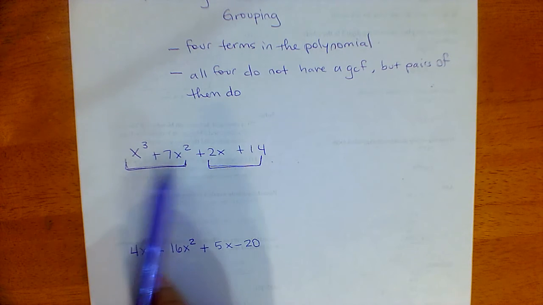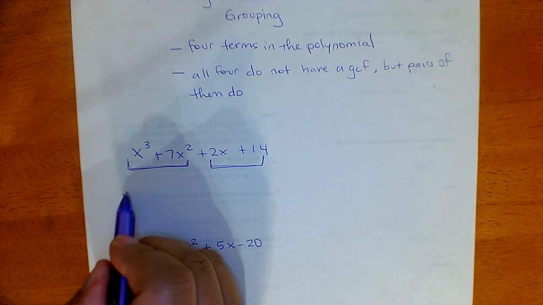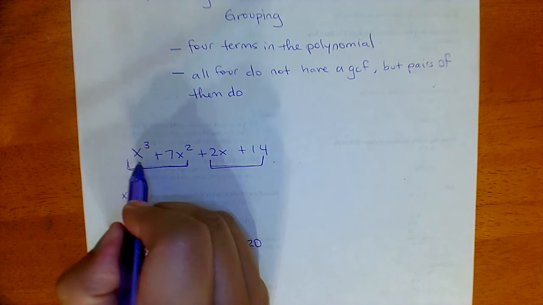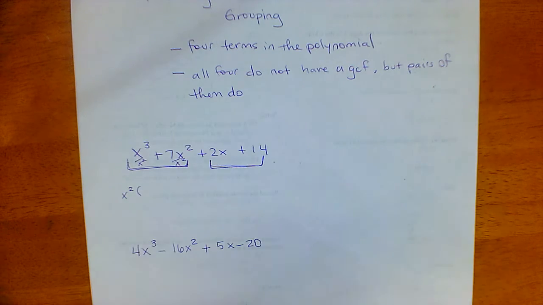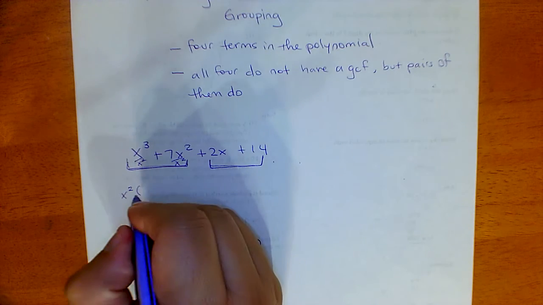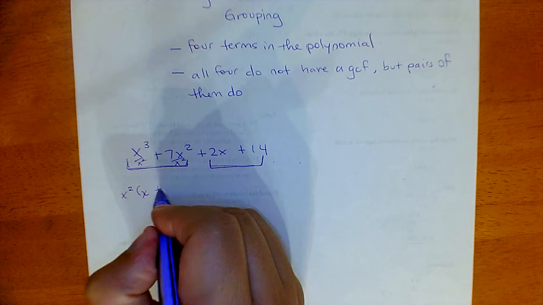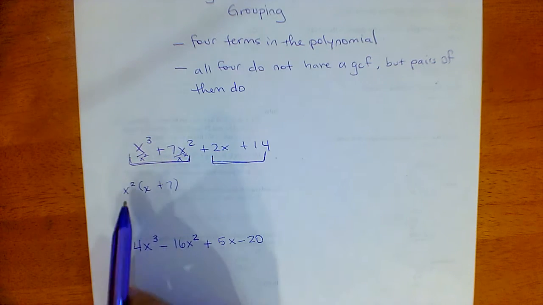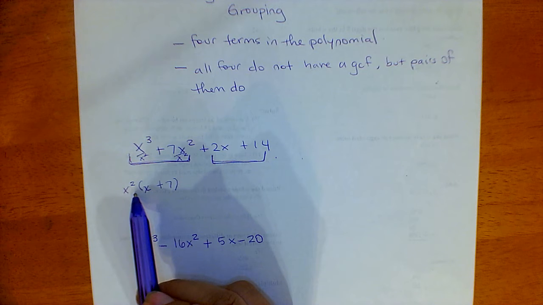So between these 2 terms, they have a greatest common factor of x squared. So I'm going to use that as their GCF. When I divide that x squared, again with that little monomial division, out of each of those terms, x cubed over x squared just reduces down to x. 7x squared divided by x squared becomes 7. So I have this result right here of factoring these 2 terms with the greatest common factor of x squared.